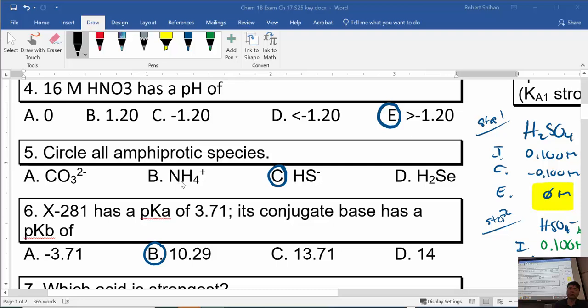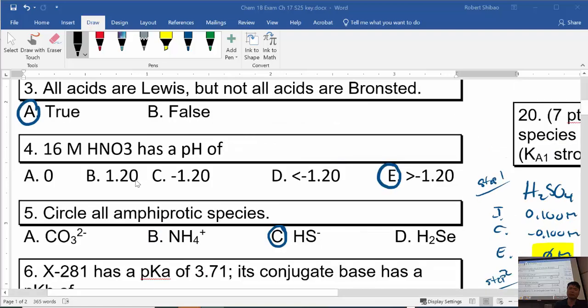Circle all amphiprotic species. Carbonate doesn't have any hydrogens. We're dealing with Bronsted. Wait, sorry, did you do number 4? Oh, number 4. Okay, number 4 was a partial trick question. But I didn't tell you it was a trick because some people did the calculation and it came out to minus 1.204 or something like that with lots of digits, right? And so if they got minus 1.204, should they pick C or D, right? Well, both of those are wrong.